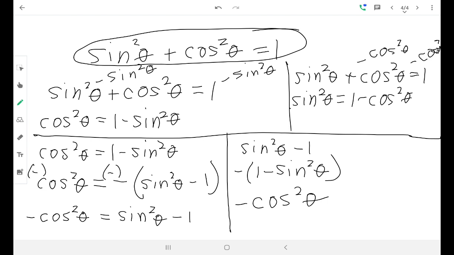So I am going to be done with this set of problems now. That is our trig identity stuff.